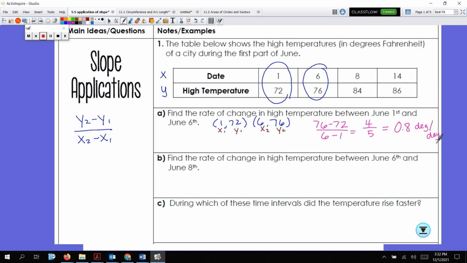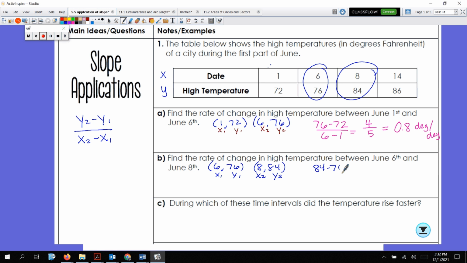All right, so part B says find the rate of change in high temperatures between June 6th and June 8th. Well, now I'm no longer using this ordered pair. I'm going to go ahead and circle this one. So now I'm going to use those two. So 6, 76, 8, 84. All right? There's my X1, Y1, X2, Y2.